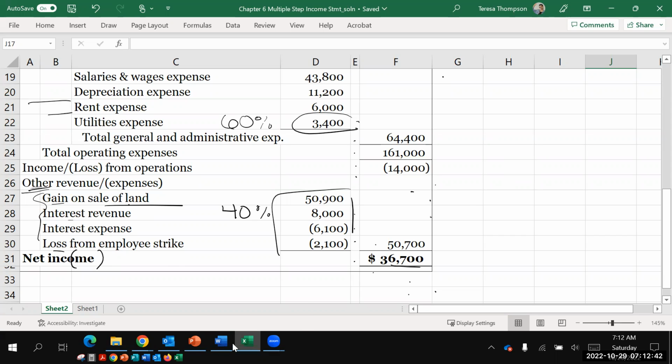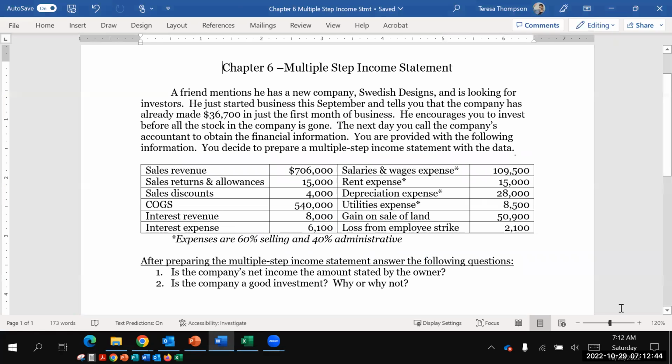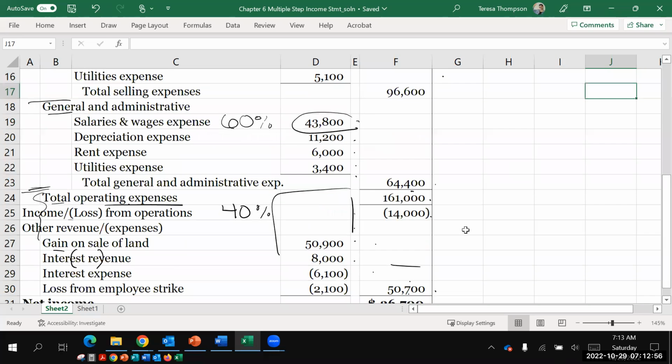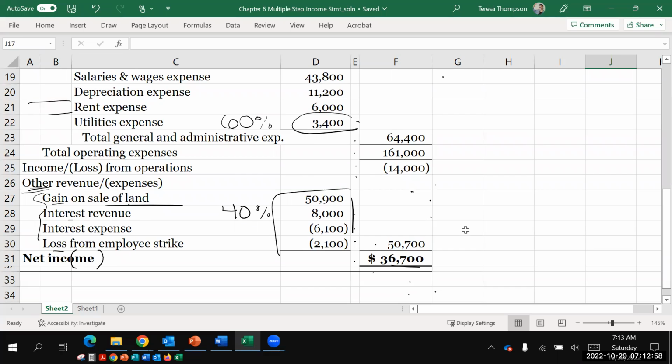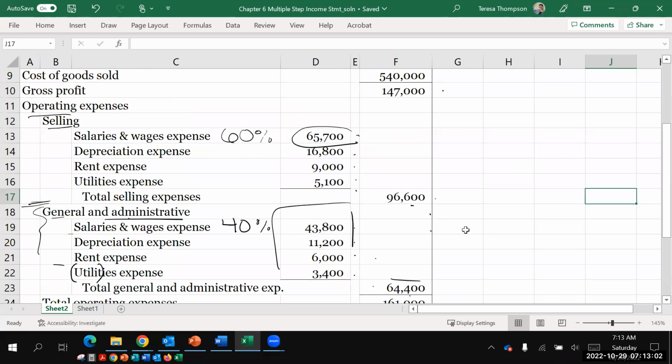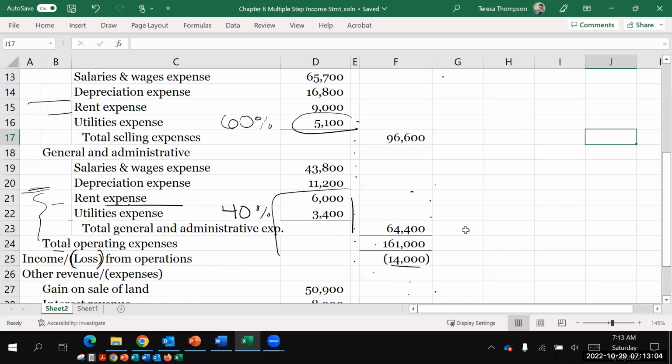Okay. I think I'll have you guys answer the second question in a homework assignment. Is the company a good investment? Do you think so? Why or why not, now that you are armed with this financial statement that you prepared? Okay, we'll post another practice multiple step income statement as well. All right, good job.